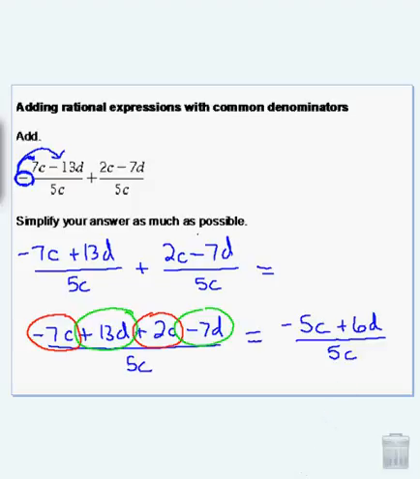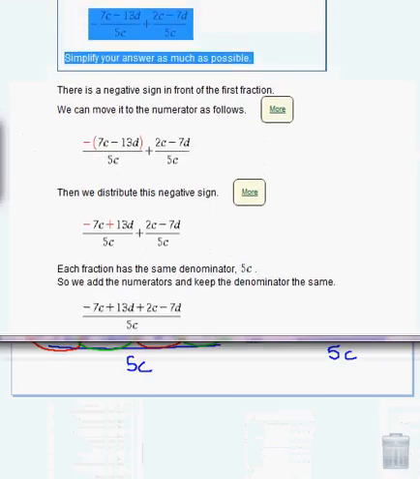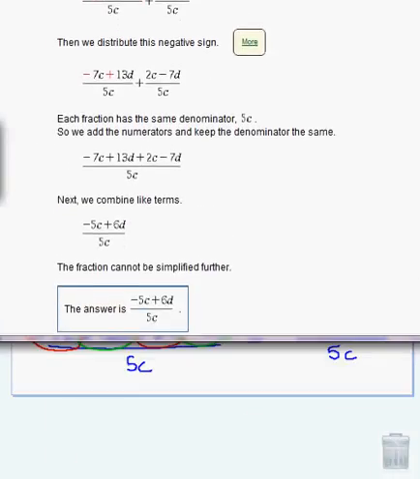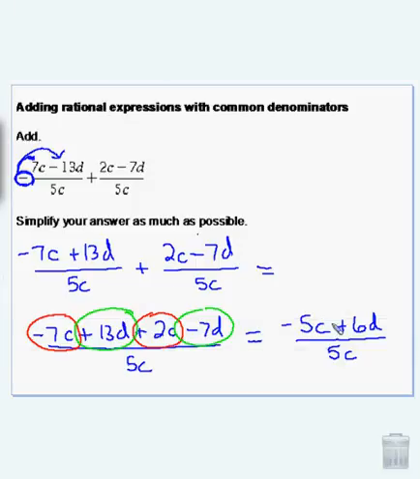Now, we can't continue and reduce this in any way, because although these look like they might cancel, we'd have to be able to reduce with all three terms, which we cannot do here.